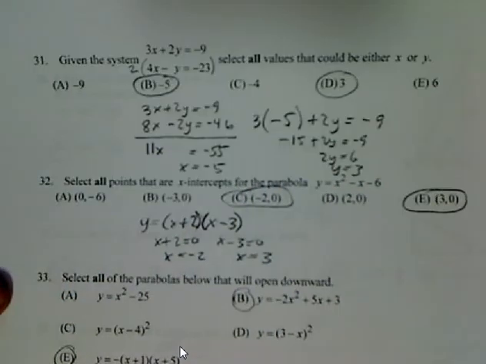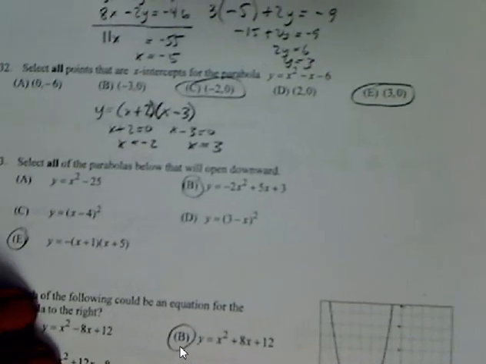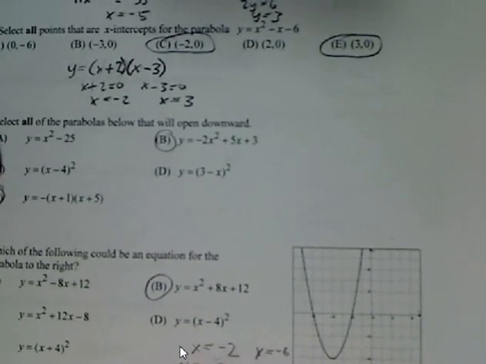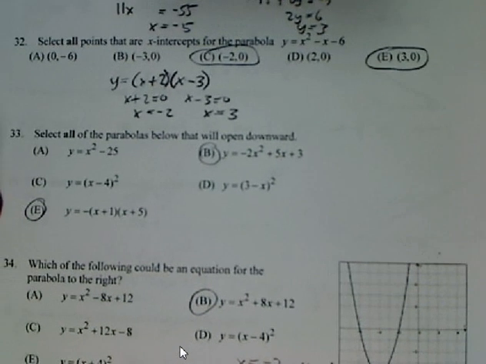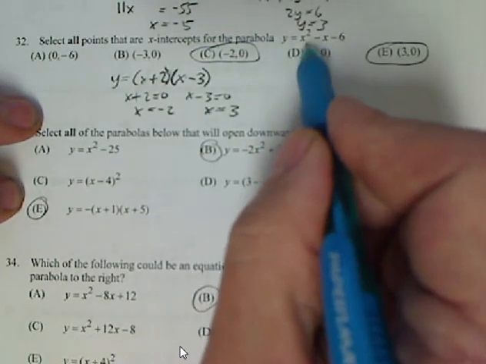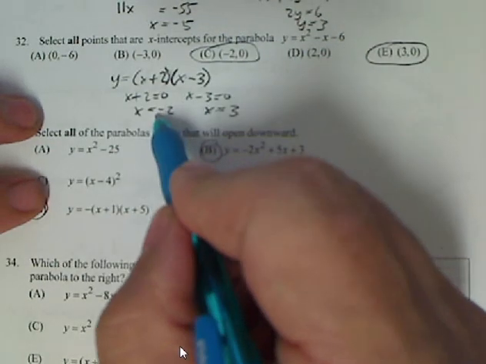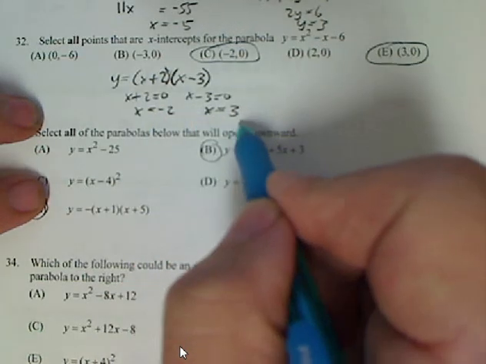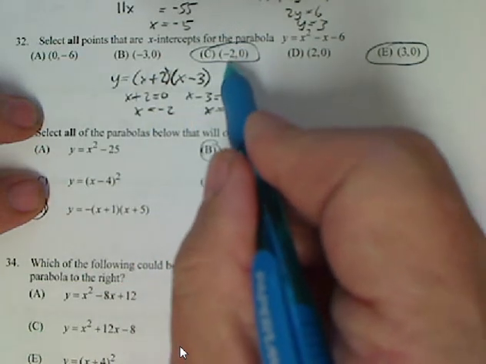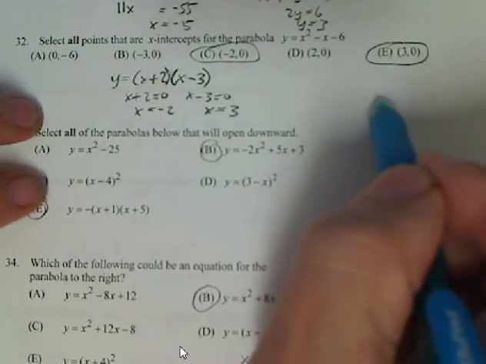Okay, the main part of this section actually is on parabolas. Okay, so x-intercepts. To find the x-intercepts, I've got to factor. So this one factors to x plus 2 times x minus 3. We got x equals negative 2, x equals 3. So my intercepts are at negative 2, 0, and at 3, 0.